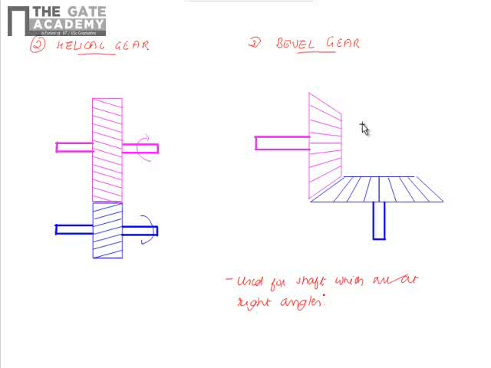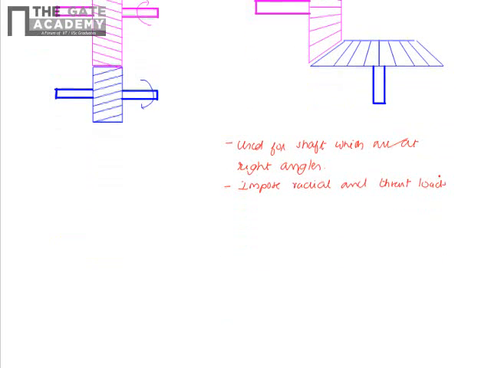Now in this bevel gear also we can have a straight cut as well as a spiral cut, and this bevel gear imposes radial loads and thrust load on the shaft. So that is about the bevel gear. Then we will see the fourth type.